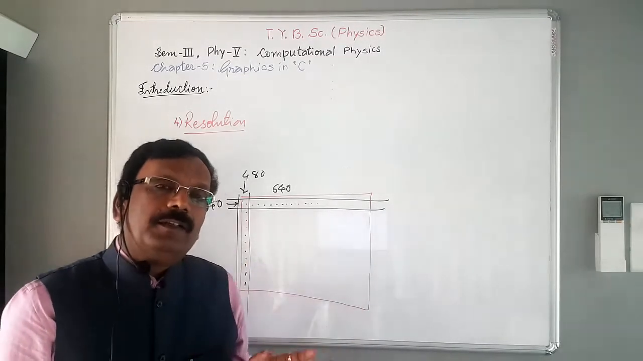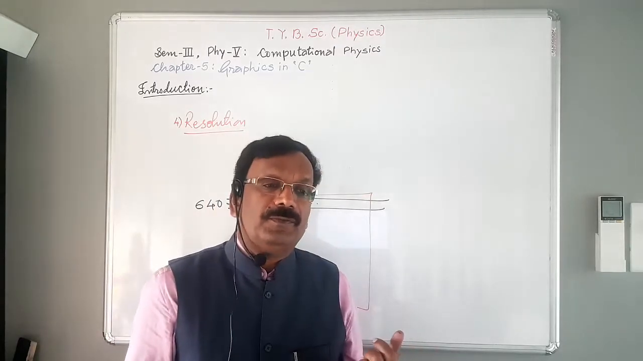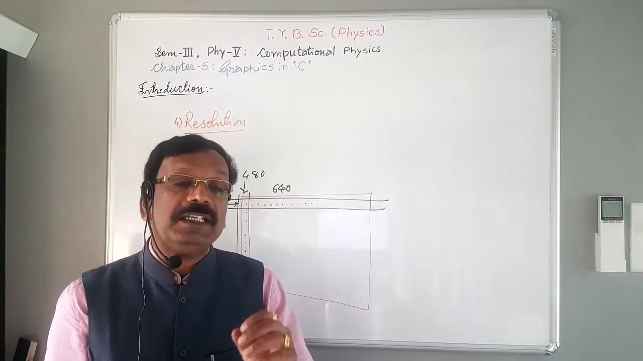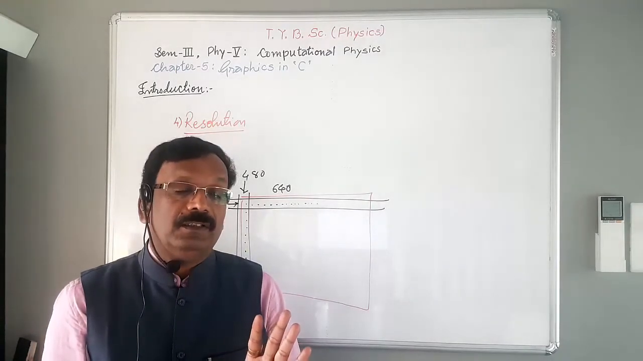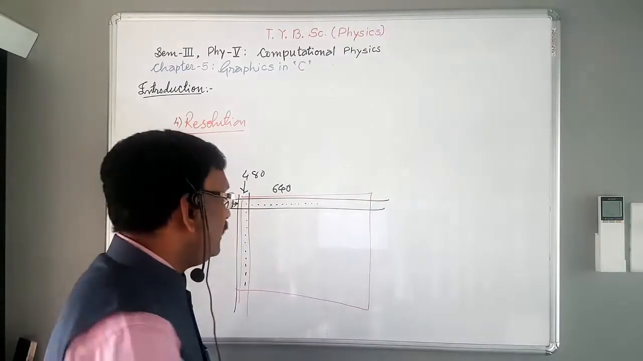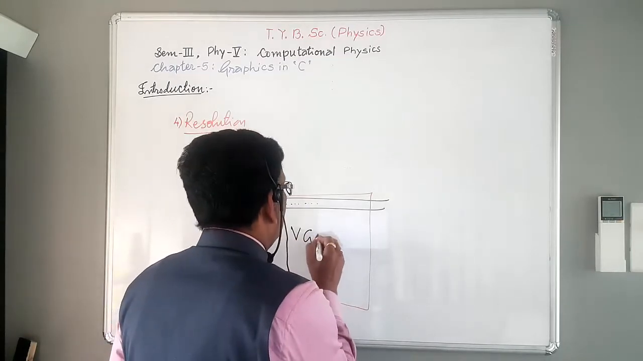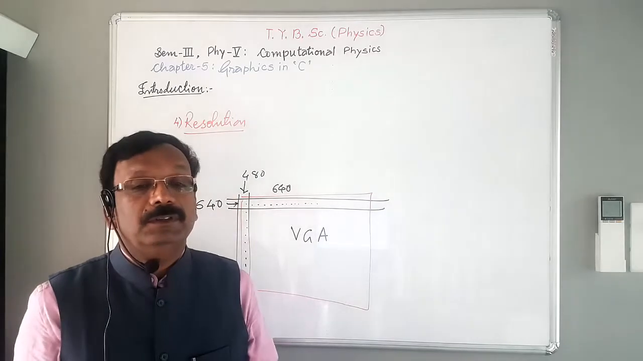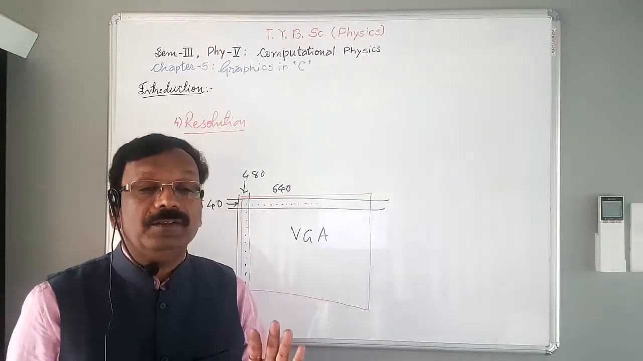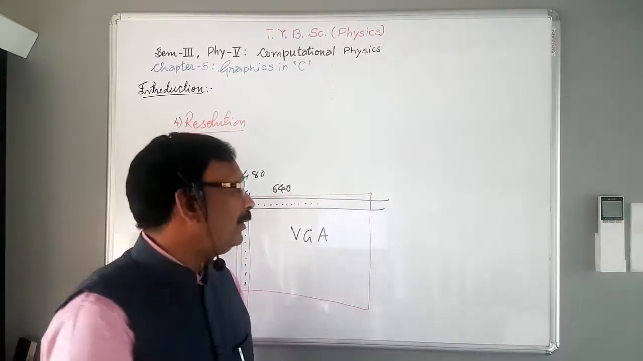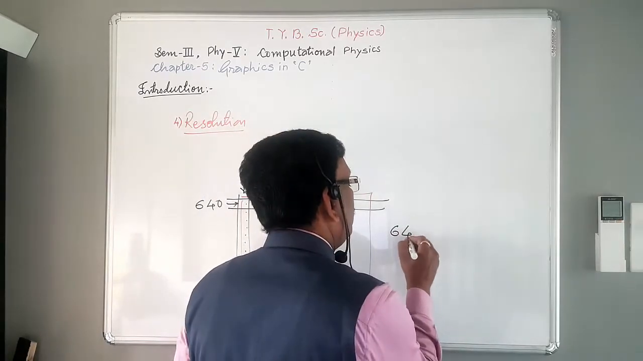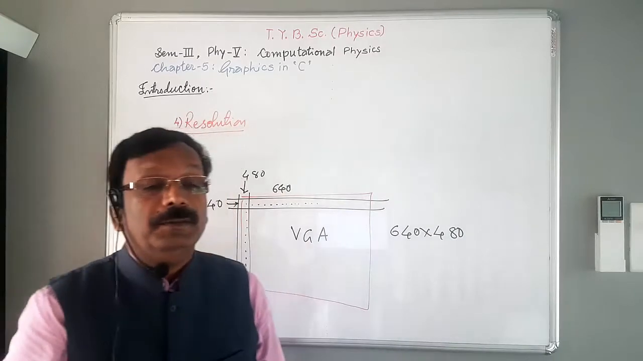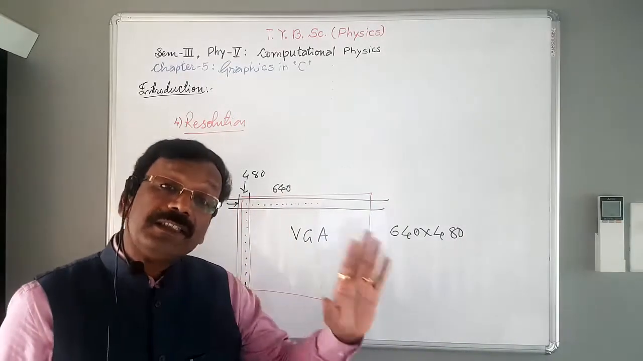This was a few years ago. Now the latest displays are even richer in resolution. The VGA, that is video graphics array adapter, has a maximum resolution of 640 by 480 pixels in 16 colors.